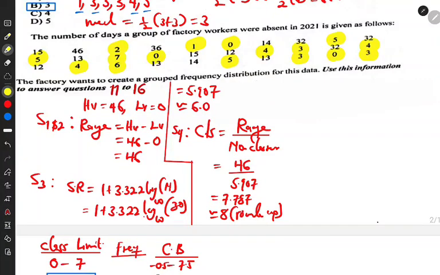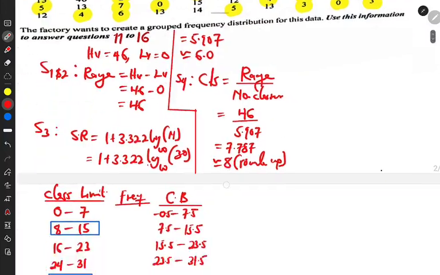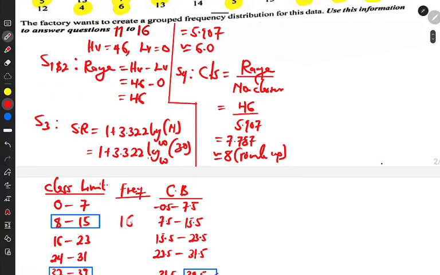So we count column by column so that we can know the frequency. Let's take note of that. So we have 1, 2, 3, 4, 5, 6, 7, 8, 9, 10, 11, 12, 13, 14, 15, 16. So we have 16 as the frequency for 0 to 7.